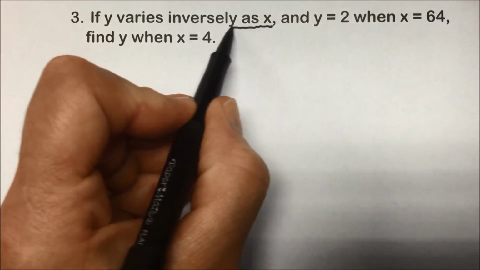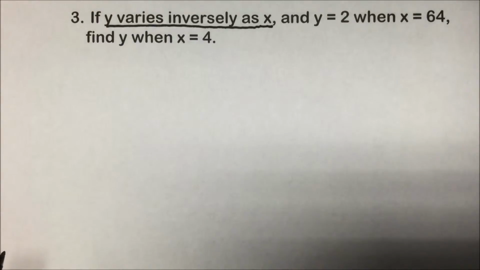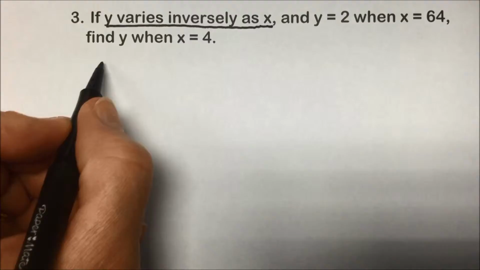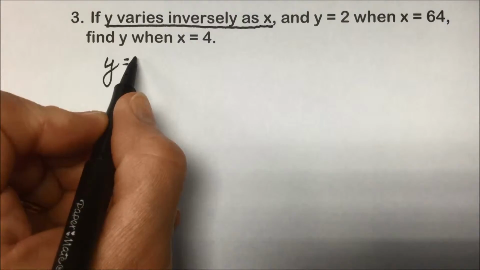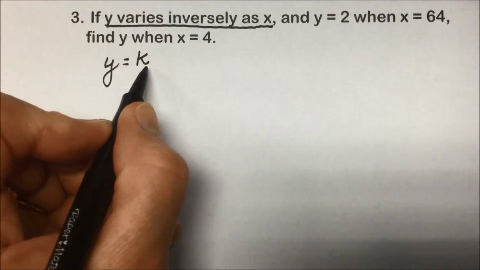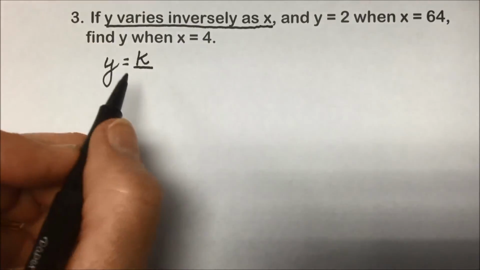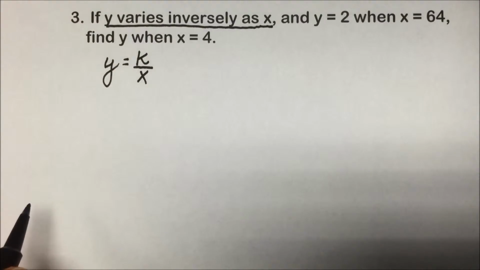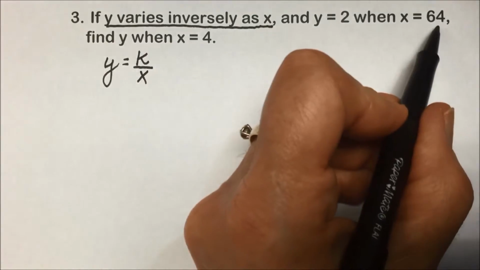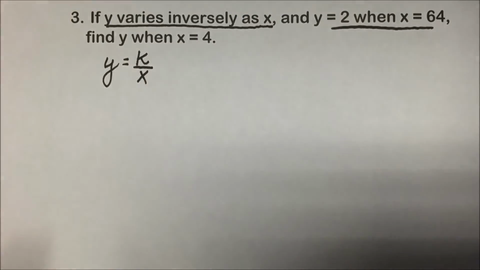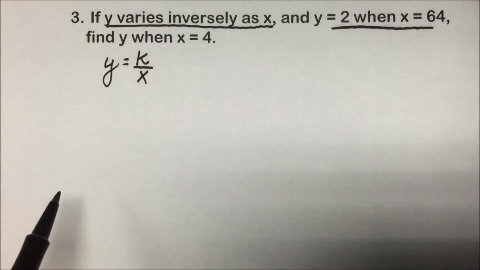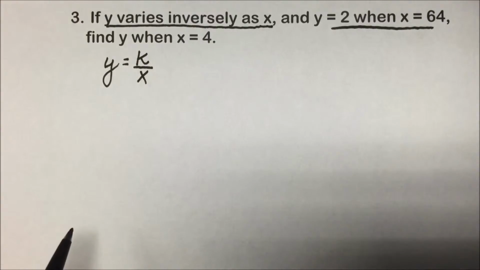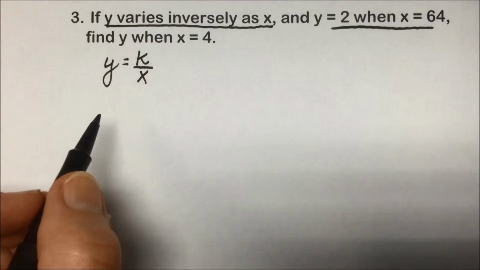So if we translate the relationship, they're telling us that y varies inversely, which means that the silent constant of proportionality or variation is in the numerator, and anything following inverse is going to go in the denominator. So this is our generic relationship. They are giving us a complete pair here. Y is 2 when x is 64, which means we have two of the three unknowns, which would allow us to solve for that third unknown to complete our inverse variation relationship here.